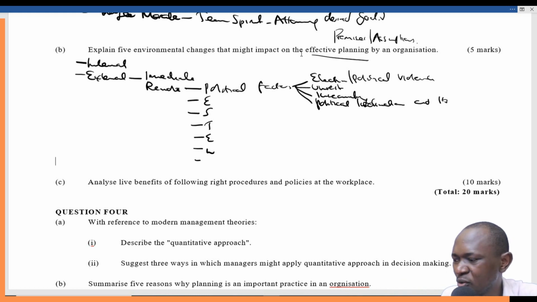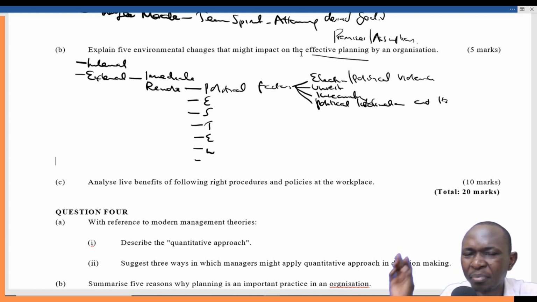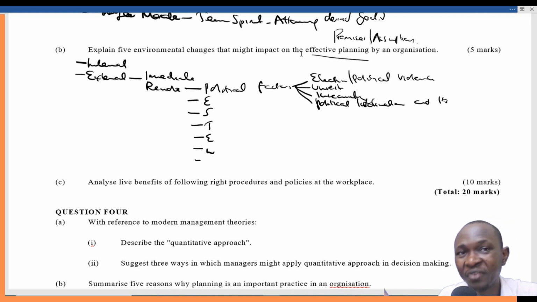I'm looking at a situation where the government is pegged on making sure that you are out of business. They pump cases left, right, center to you. At the end of the day, you'll be fighting these cases as opposed to implementing the plan.